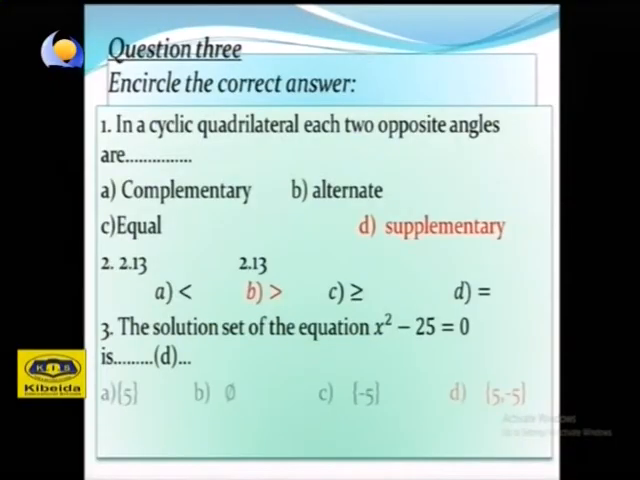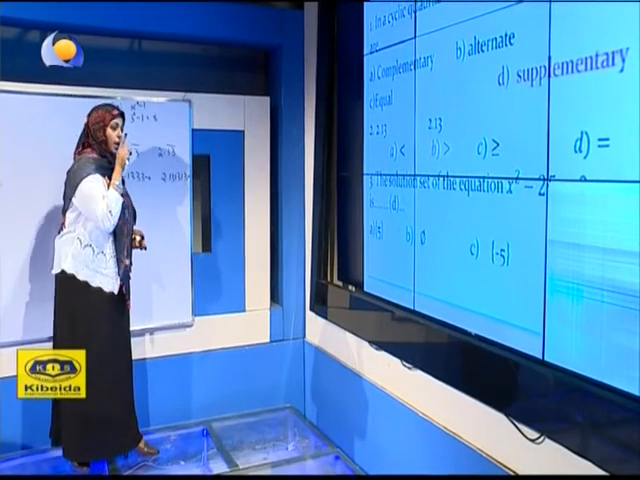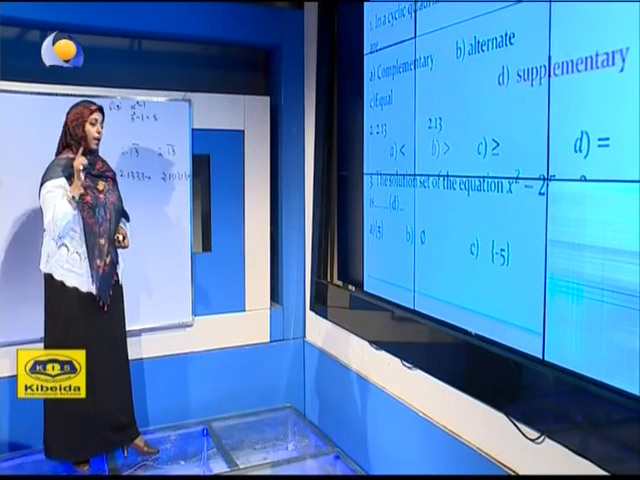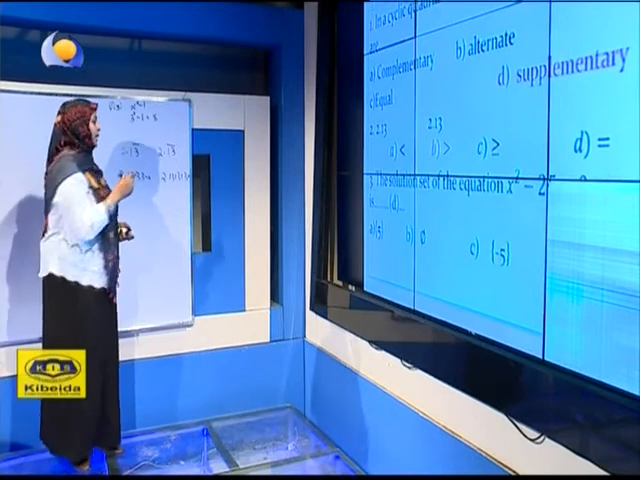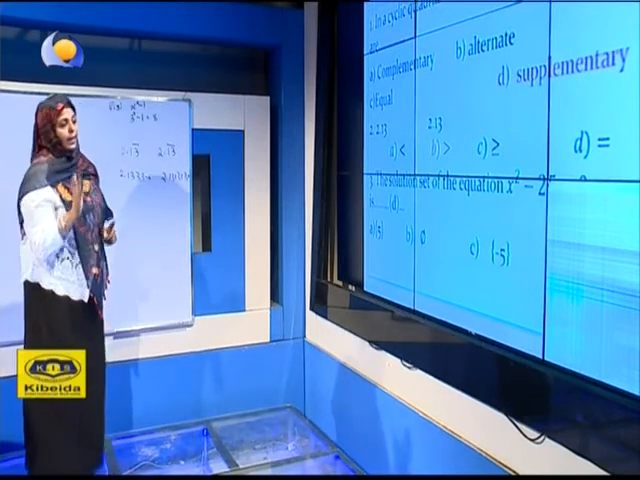The solution set of equation x squared minus 25 equals 0 is answer D. We passed through this. If I want to find the solution set, then I need to factorize it first, and then after either an or, you will find the values of x. There are two values of x, and they are 5 and negative 5. So answer D is the correct one.